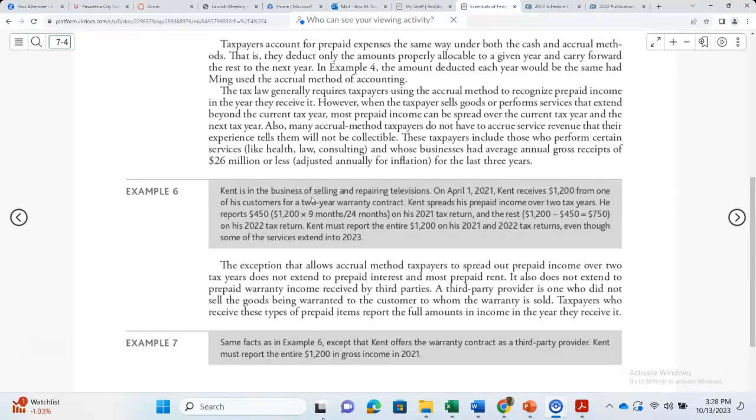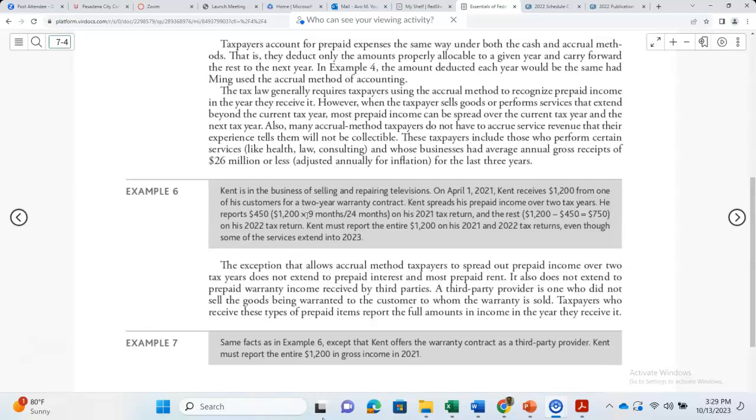Okay, Kent is in the business of selling and repairing televisions. On April 1st of 2021, Kent receives $1,200 from one of his customers for a 2-year warranty contract. You see, this is a 2-year period, okay? Kent spreads his prepaid income over 2 years. He reports 450, which is 1,200 divided by 24, times 9.